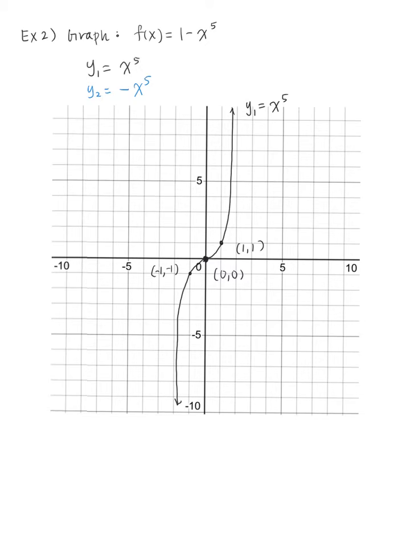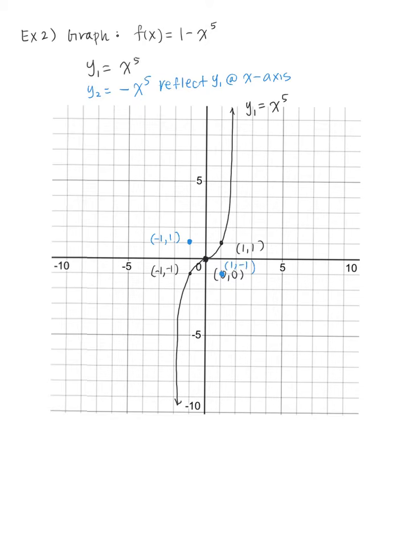Okay, I'm going to write that out. So I'm going to say reflect y1 about the x-axis. All right, so instead of -1, -1, we're going to have -1, 1. That will be right here. And instead of 1, 1, what we're going to get is 1, -1. So this point is 1, -1.